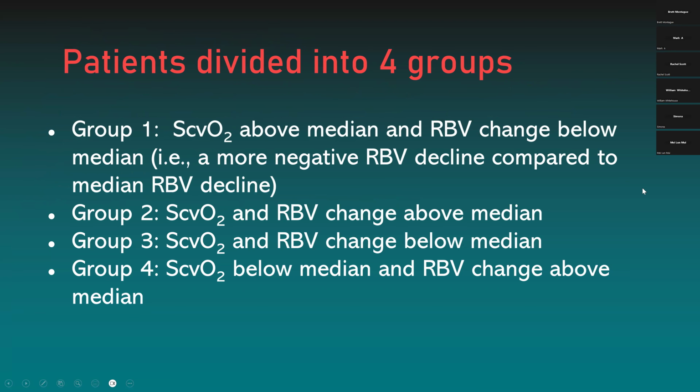And then they divided all of these patients up into 4 groups. And this took me a little while to get my head around. So groups 1 and 2 had the above average central venous oxygen saturation, and then groups 3 and 4 were below the median. But the relative blood volume change they then used to subdivide those groups. And I ended up being very visual. I really like a picture for everything.